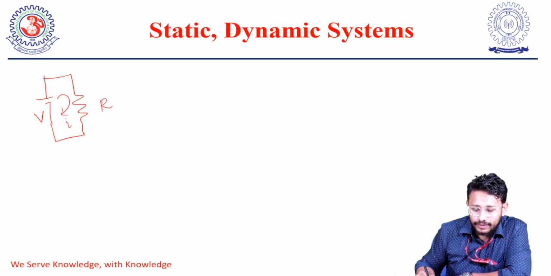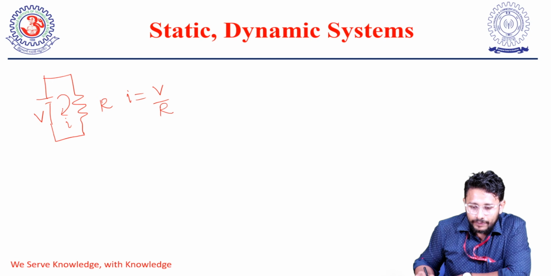I'll expect a current, and this current is supposed to be V over R. There is no change in that. Or rather, I can say V is equal to IR over there. It's quite an easier way to understand it.